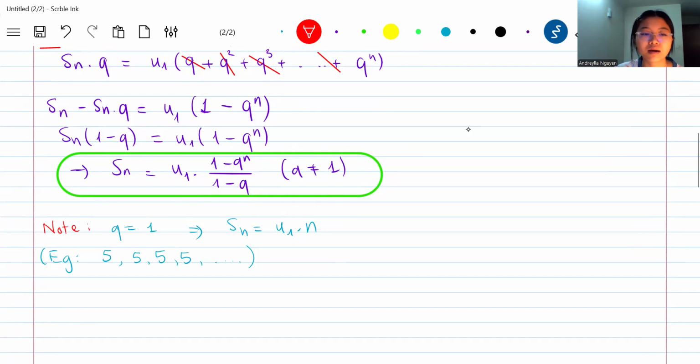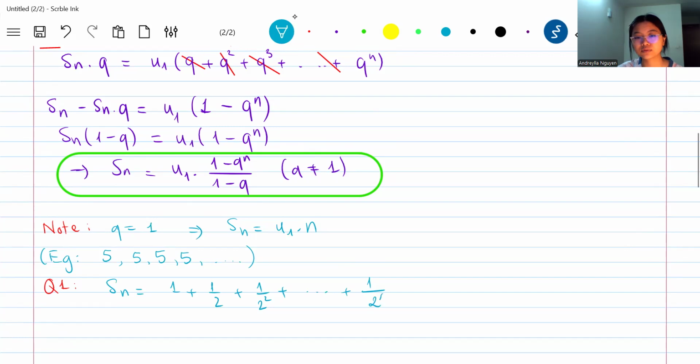Okay, let's do a small practice. Question 1: I give you a geometric sequence un, and I want you to compute Sn equals 1 plus 1 over 2 plus 1 over 2 squared plus and so on until plus 1 over 2 to the power of 9.